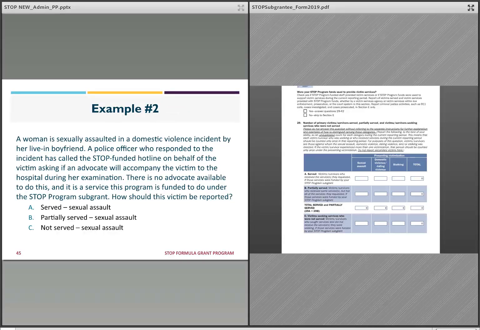In our second example, a woman is sexually assaulted in a domestic violence incident by her live-in boyfriend. A police officer who responded to the incident has called the STOP-funded hotline on behalf of the victim, asking if an advocate will accompany the victim to the hospital during her examination. There is no advocate available to do this, and it is a service this program is funded to do under the STOP program subgrant. How should this victim be reported?